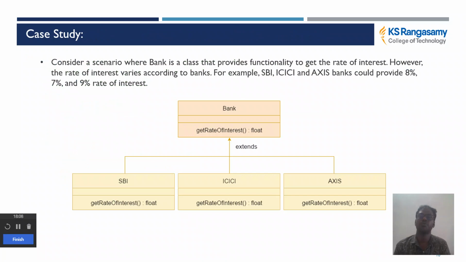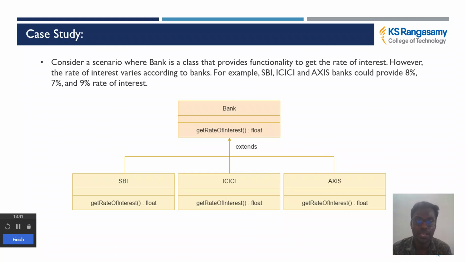Now I am going to give an assignment or a case study. Consider a banking system, and under the banking system we have three different banks connected. For the example I have taken SBI, ICICI and Axis Bank, and each bank has its own rate of interest. SBI is going to have 8% interest, ICICI is going to have 7% interest, and Axis Bank is going to have 9% interest.